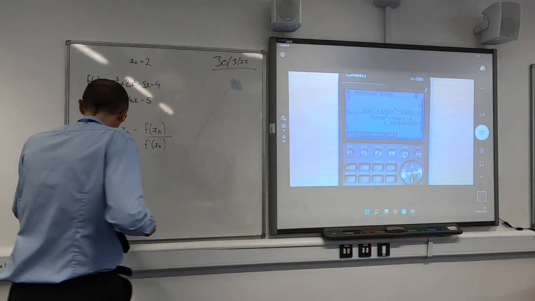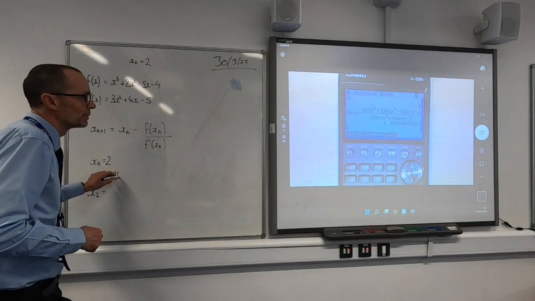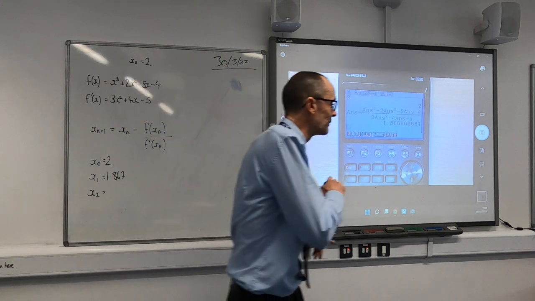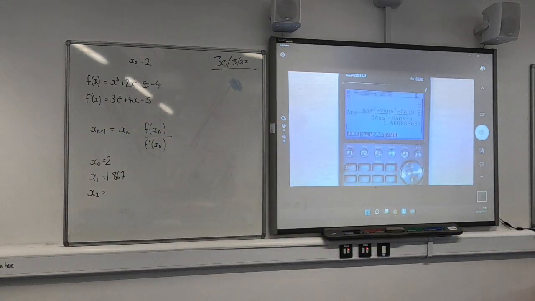So although we round, because we're told to, we don't use the rounded value, do we? We use our exact value because that's what the calculator is doing. So all I need to do is to press equals again.